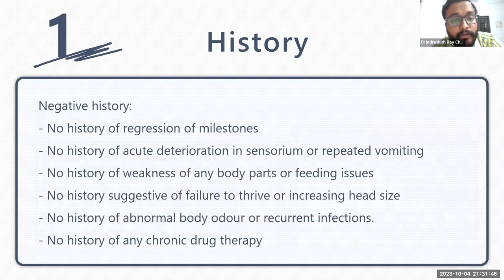Negative history: there was no history of regression of milestones, no history of acute deterioration in sensorium or repeated vomiting, no history of weakness of any body part or feeding issues, no history suggestive of failure to thrive or increasing head size, no history of abnormal body odor or recurrent infections, no history of any chronic medication.